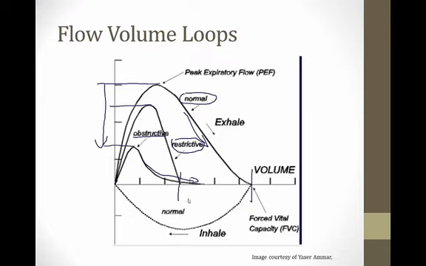Just look at the shapes of the curve. That's the easiest way to identify these. A restrictive patient will look very similar to normal. An obstructive patient has a very different shape to their curve on a flow volume loop.